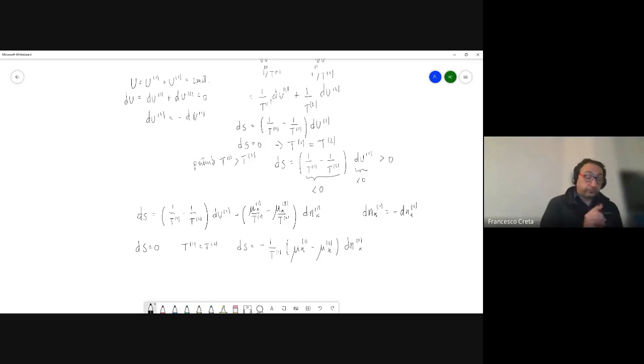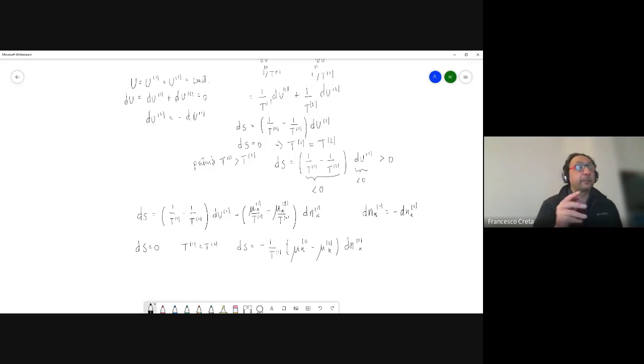So let's do something similar to what we did before. Let's perturb the system. At equilibrium, we know that this is 0. ds is 0. Now let's perturb the system. If it's 0, clearly the chemical potentials in 1 and 2 are the same.